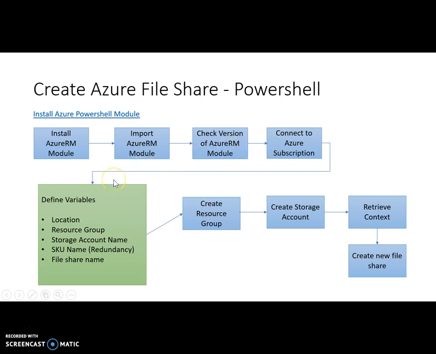And then after this, define the variables that are going to be needed. So location, resource group, storage account name, the SKU name, that's to do with redundancy, and then finally the file share name. Next will be creating the resource group, the storage account, retrieve the context, and then finally create the new file share. So this will become more familiar as you see the demo.